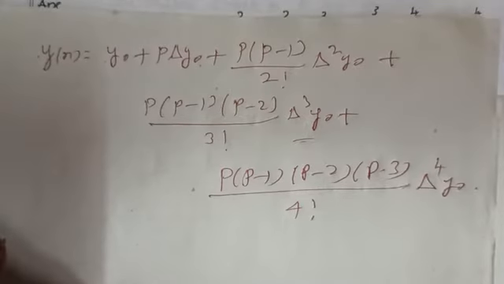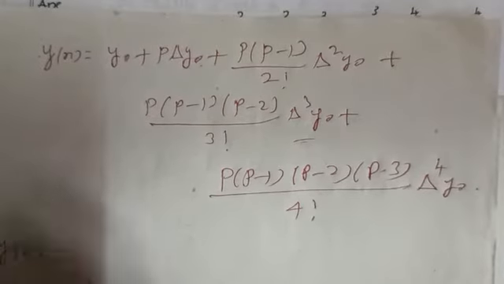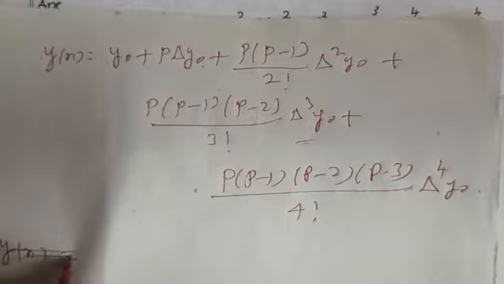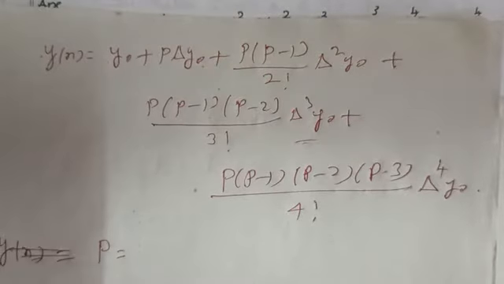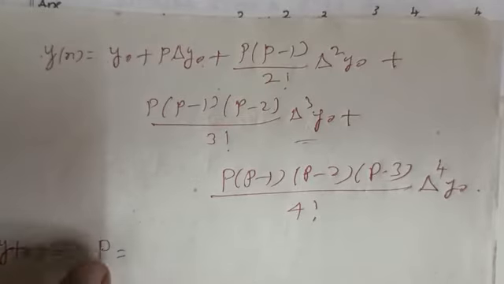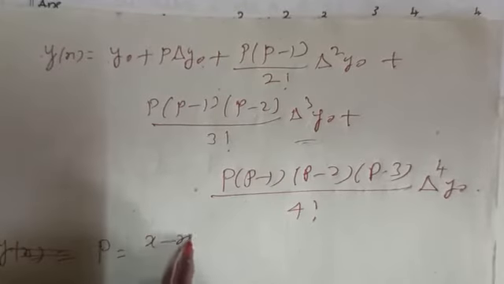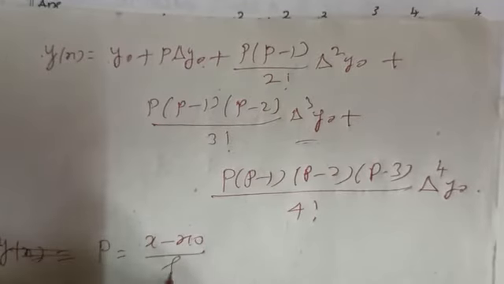Y of x is equal to... before that, we have to find the value of p. In Newton's forward interpolation formula, to find the p value, the formula is x minus x naught divided by h.